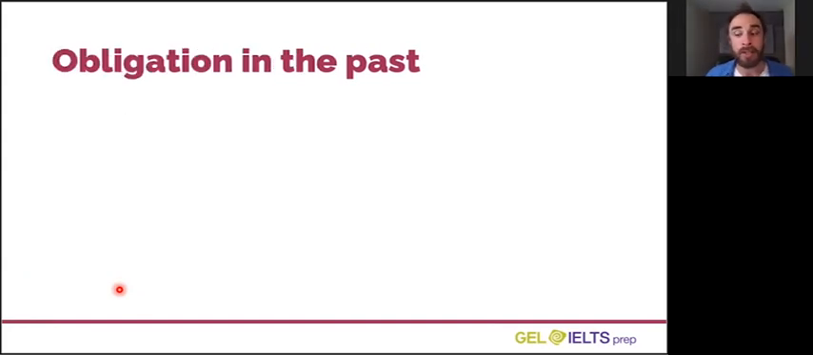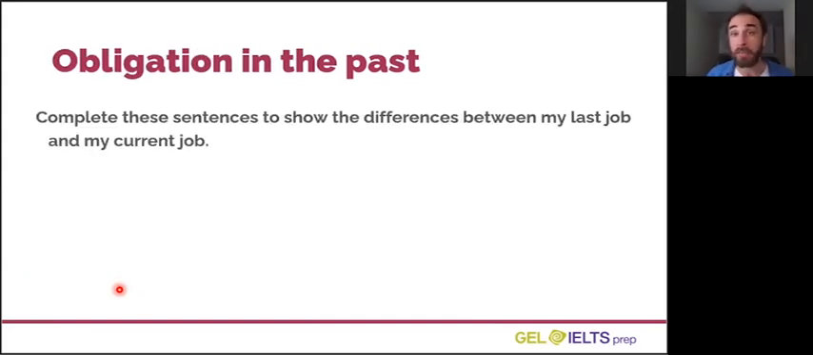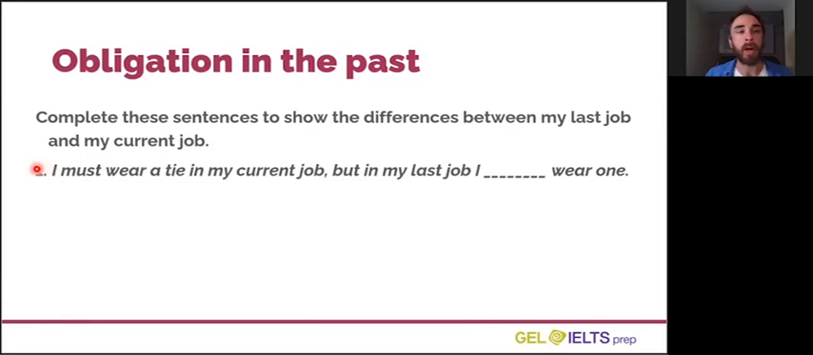I'm going to show you some sentences. I would like you to complete these sentences to show the difference between the past, my last job, and the present, my current job. Number 1, I must wear a tie in my current job, but in my last job, what is the correct phrase to complete this sentence? Look at the next question below this video, and can you write the correct phrase to complete this sentence?